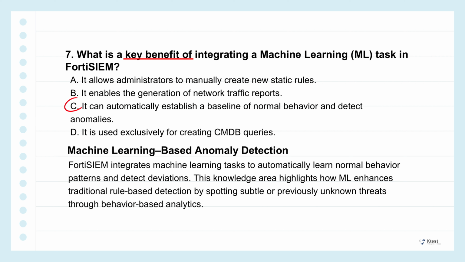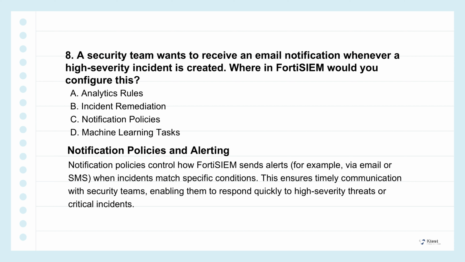Okay, makes sense. So the system detects something, maybe a high-severity anomaly via ML. The analyst needs to know immediately. Seems obvious, but what's the actual configuration piece needed to make sure, say, an email alert goes out? Ah, yes. That alert doesn't just happen automatically. To get that email notification for a high-severity incident, you absolutely must configure it within the notification policies.